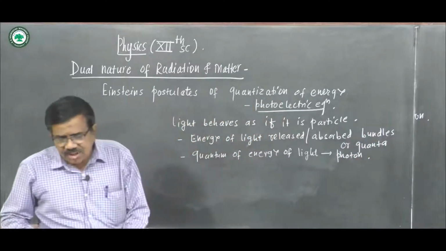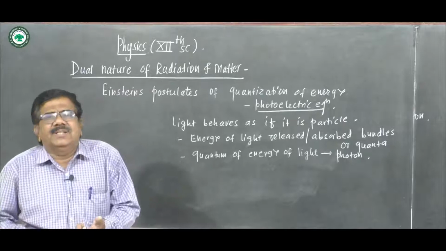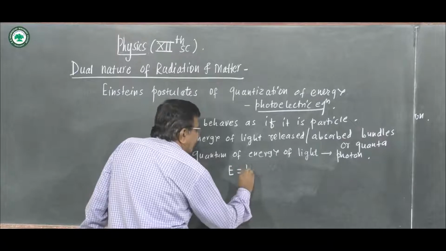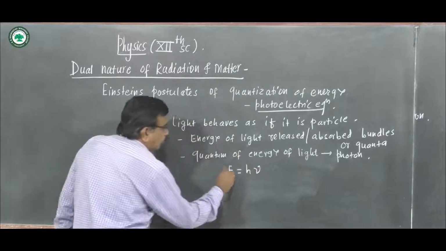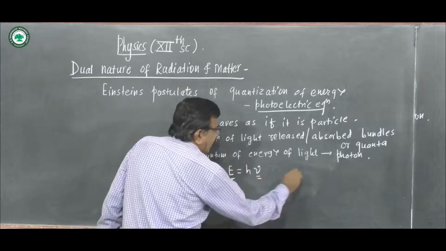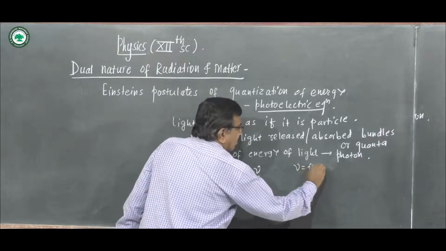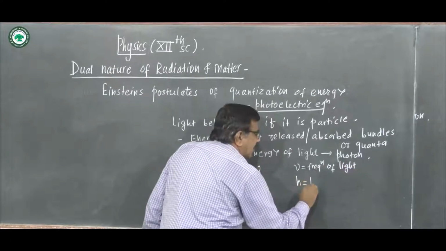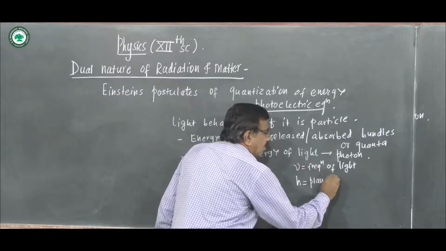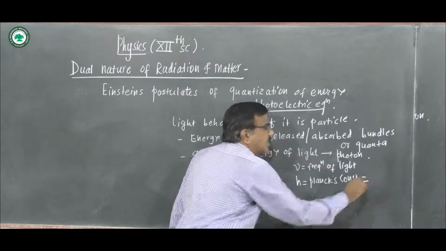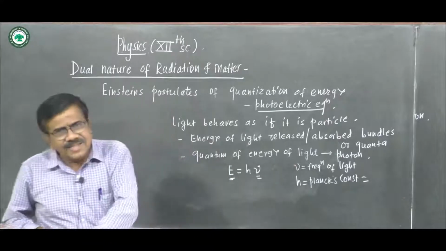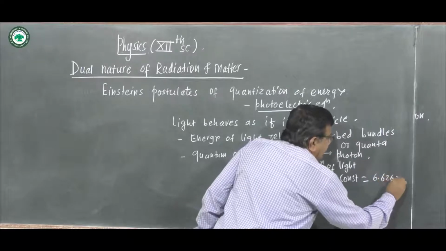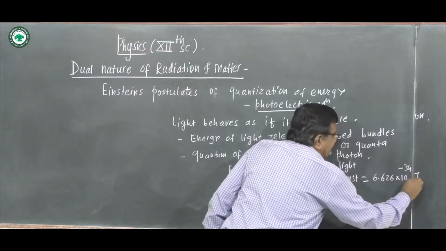The quantum of energy of light is called a photon, and each photon has energy E equal to h nu. This is the energy of a photon. Nu is the frequency of light. H is Planck's constant, and its value is 6.626 into 10 raised to minus 34 joule second.